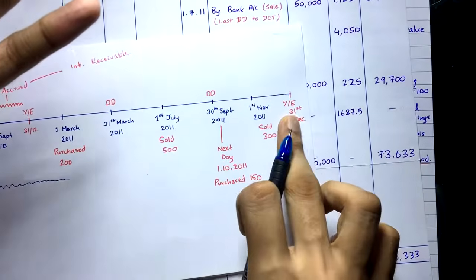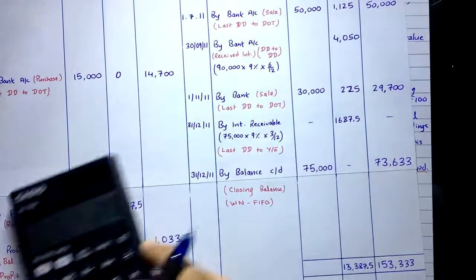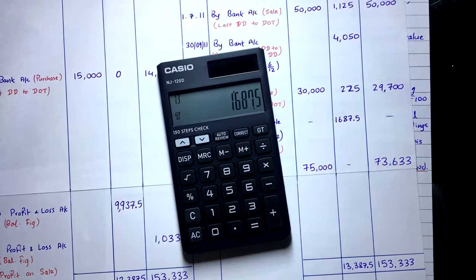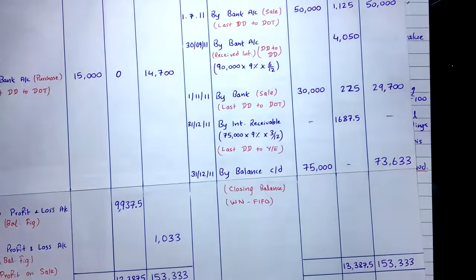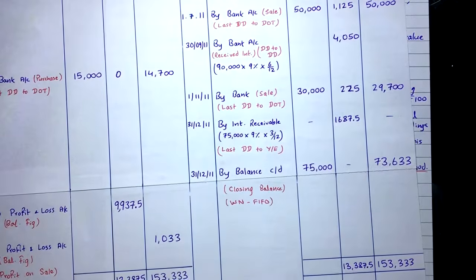Last due date till the year end. Only 3 months are there. So 3 by 12, right? So into 3 divided by 12, that's equal to 1687.5. You can also take full figure also. You can round it off if you want, but I'm not doing that, okay? So 1687.5, right? Simple. So this is what you have to do, and then we have to value the closing stock.